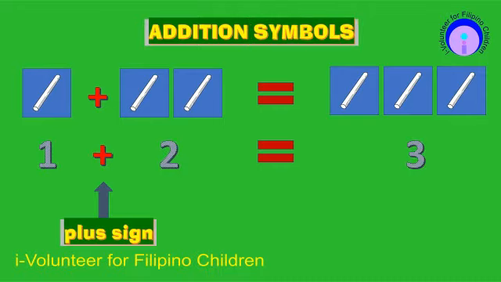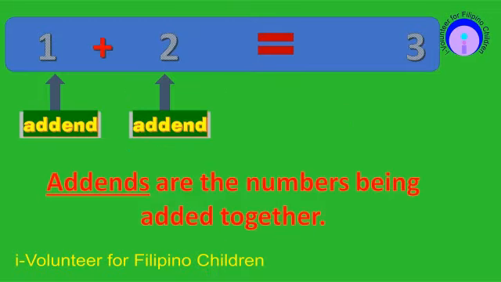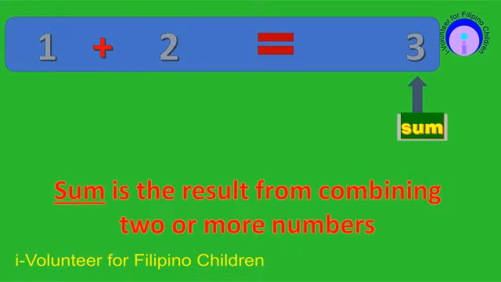In addition sentence, we have parts like plus sign, addends, sum, and equal sign. For this example, we have 1 and 2 as addends. Meanwhile, sum is the result of combining 2 or more numbers.